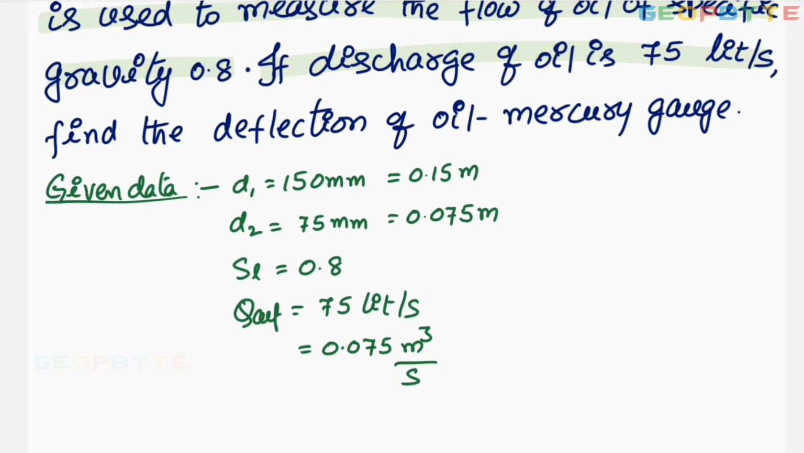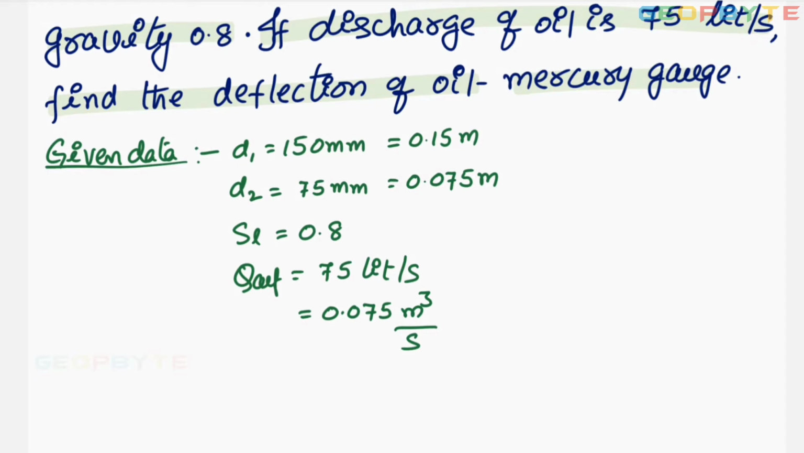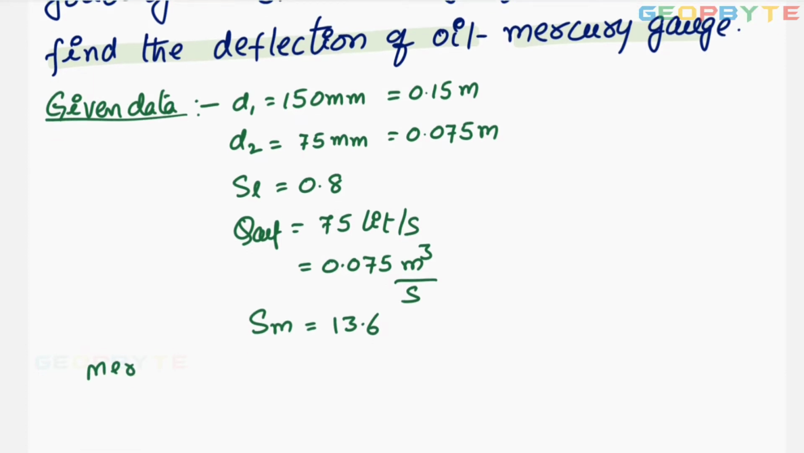Find the deflection of oil, mercury gauge. Mercury is there in the manometer. So the specific gravity of the mercury or manometric fluid equal to 13.6. That need not be given. You are asked to find the mercury deflection or manometric fluid deflection. Let that be x. X is how much?